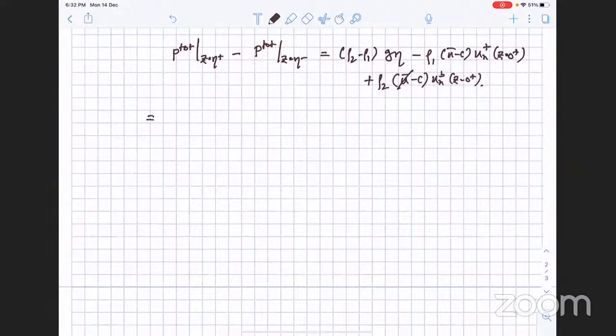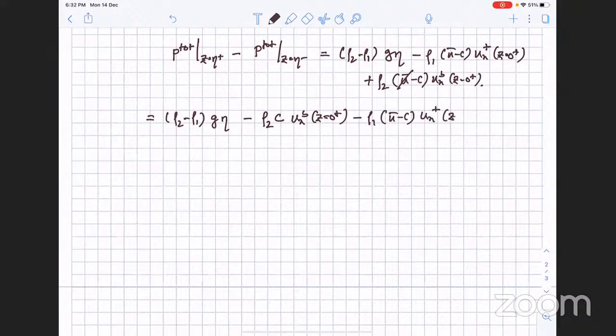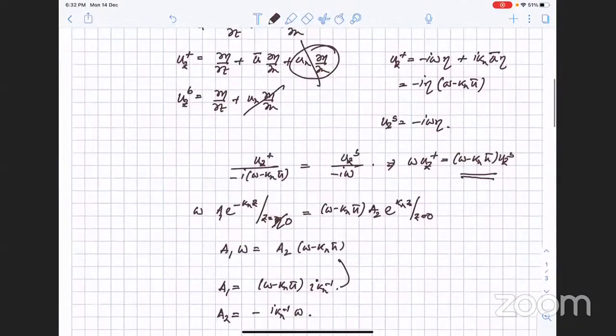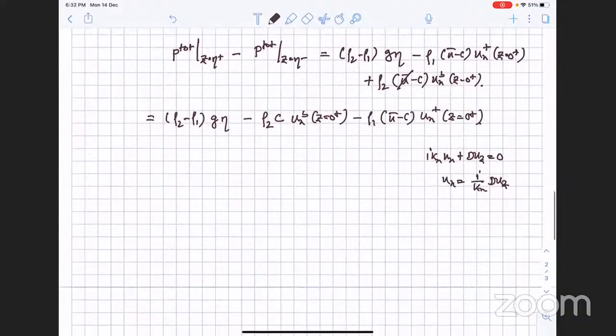So this is rho 2 minus rho 1 g eta, minus rho 2 c ux bottom at z equals 0 plus, minus rho 1 u bar minus c ux top at z equals 0 plus. And how do I find ux? So i kx ux plus d uz is equal to 0. That tells me what ux is, i by kx d uz. How do I find eta? We have already done so before. What is the expression of eta in terms of uz? If you do all of that, you would be able to substitute for ux and eta in both the expressions.